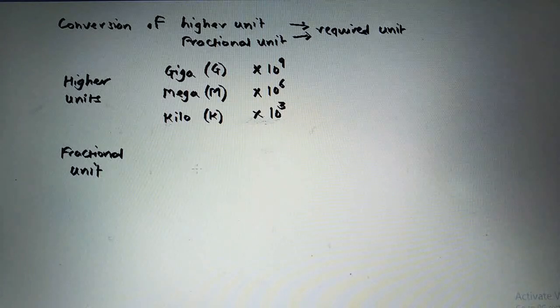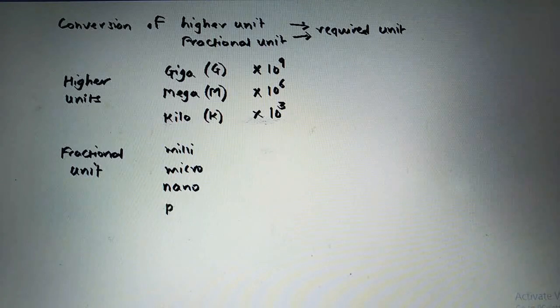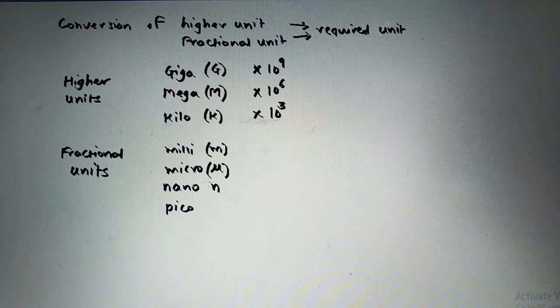Now we will consider fractional units such as milli, micro, nano, and pico. The letter symbols for these fractional units are always small letters. Milli is denoted by small m, micro is denoted by this mu here, nano is denoted by small n, and pico is denoted by small p.